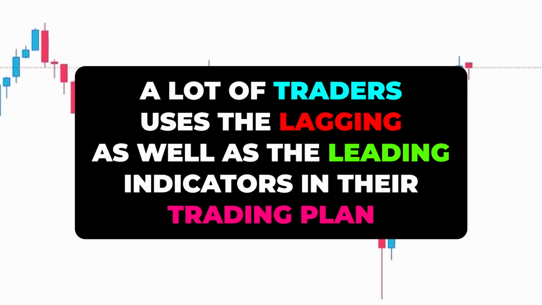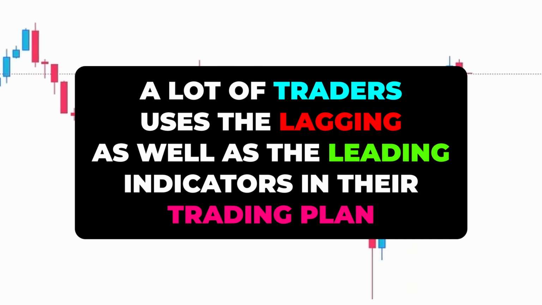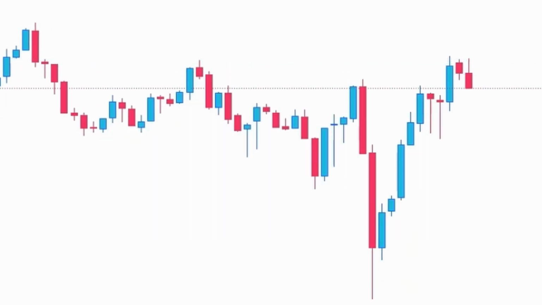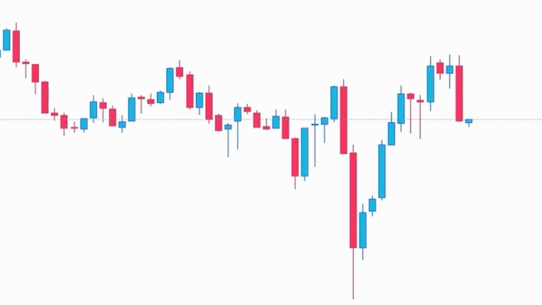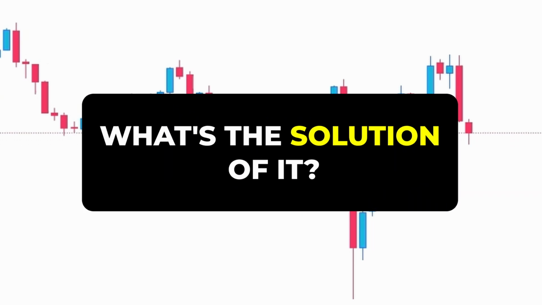A lot of traders use lagging as well as leading indicators in their trading plan. Generally, most traders prefer to use leading indicators as they provide signals before the price makes the movement. The ones who use lagging indicators often make losses or small profits as these indicators provide signals too late. So, what's the solution to it?